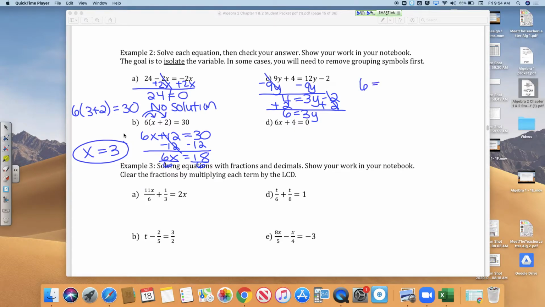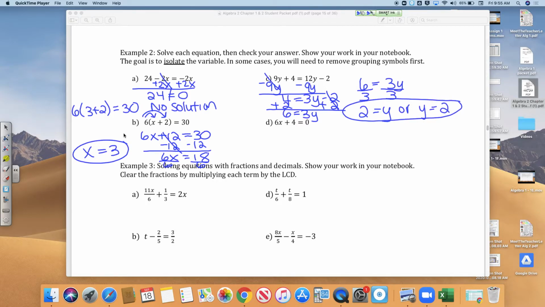I'm going to write that over here. The last thing I need to do is the opposite of what's happening with the variable. 3 is being multiplied with y. So I need to undo multiplication by division, and this is how you should be showing your work. 6 divided by 3 is 2, so I get 2 is equal to y, or y equals 2.